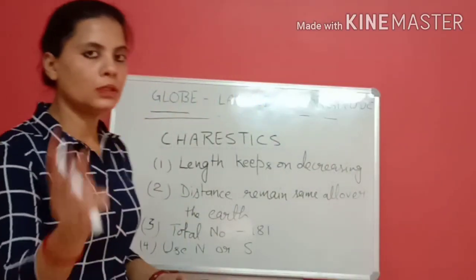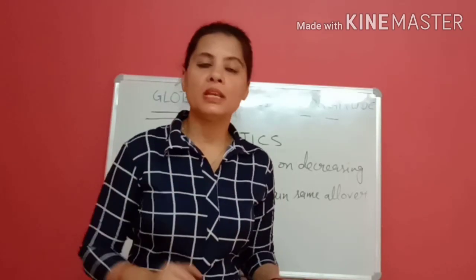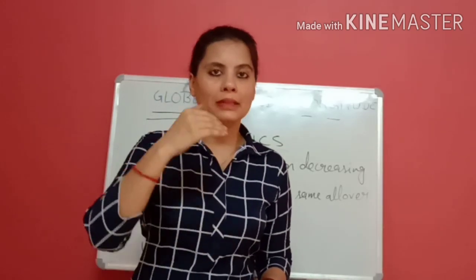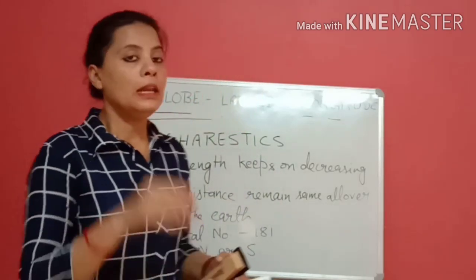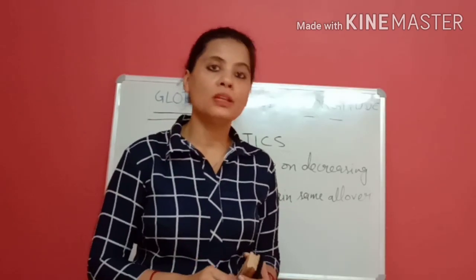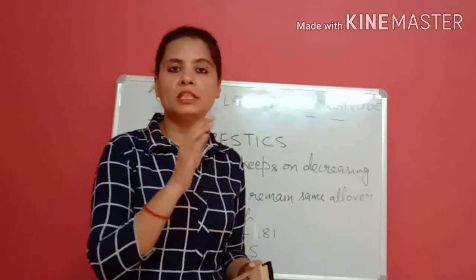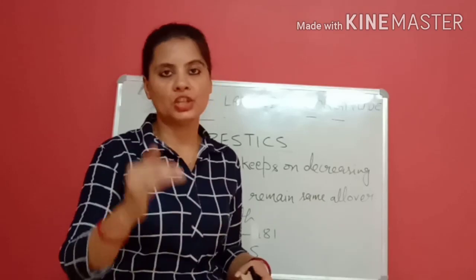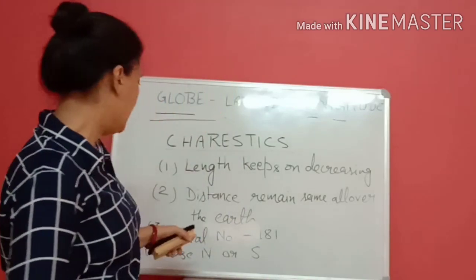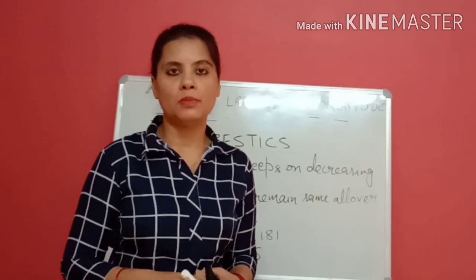Here are the characteristics of latitude. First, length keeps on decreasing. The length of the latitudes never remains the same all over the earth. From the equator towards the pole, the length of the latitude decreases, and on the pole it becomes a point. The largest latitude is 0 degree, the largest circle of the earth, and the smallest latitude is 90 degrees, the smallest point of the earth. Second, distance remains the same all over the earth. The distance between two latitudes, as I told you earlier, never changes. It remains 111 km all over the earth. Next, the total number of latitudes is 181: 90 in the northern hemisphere, 90 in the southern hemisphere, plus 1 equator.